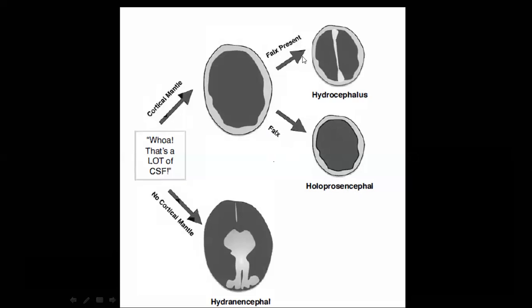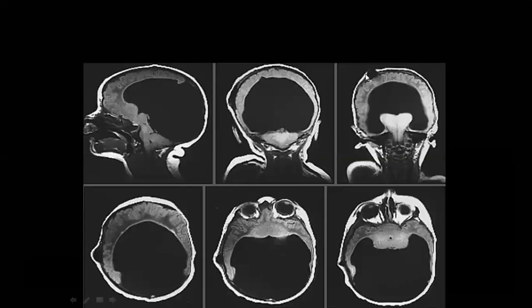If you find the falx, but the ventricles are dilated, this is hydrocephalus. If you don't find the cortical mantle, or you don't find the cortex, you don't find most of the brain, so this is hydranencephaly. So for example, did you find the falx? Yes or no?